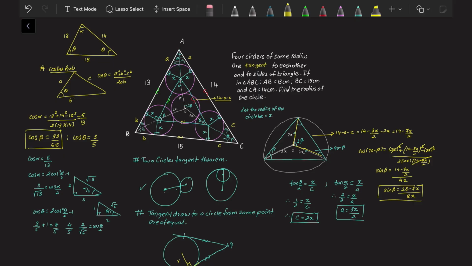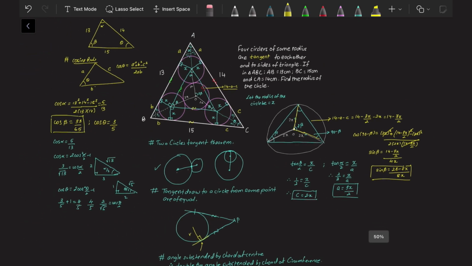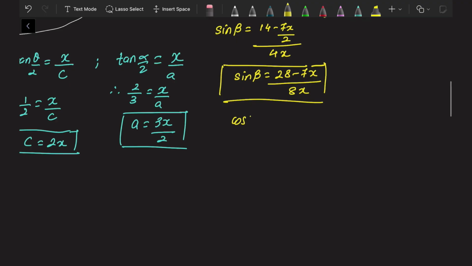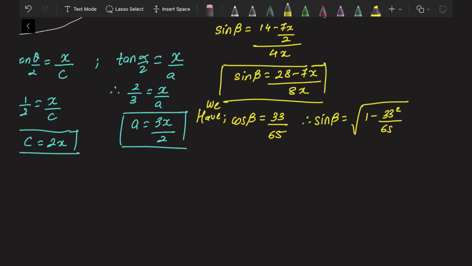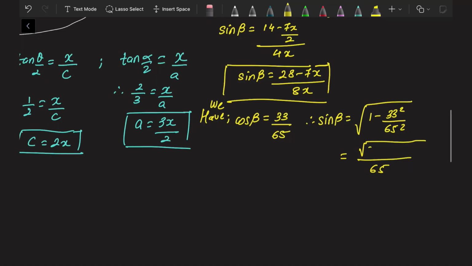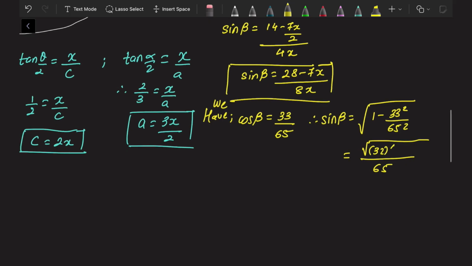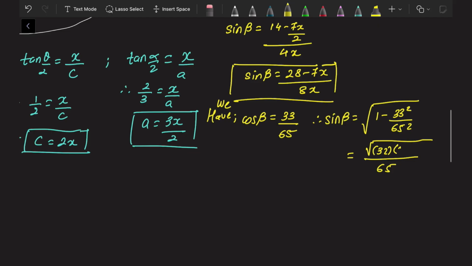So now we'll utilize cos beta to find sine beta. Look carefully, it's 33 by 65. So we can say that cos beta is equal to 33 by 65. So what can you say about sine beta? Sine beta will simply turn out to be the square root of 1 minus cos square beta, means 33 square upon 65 square. So in the denominator we'll have 65, in the numerator we'll have the square root of 65 square minus 33 square, means a square minus b square. So a minus b will give us 32, and a plus b will give us 96.